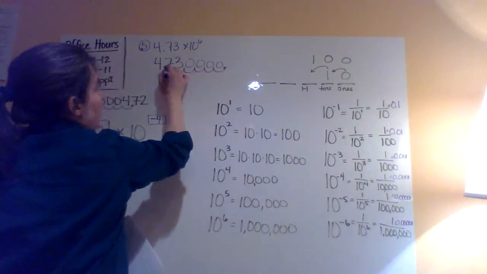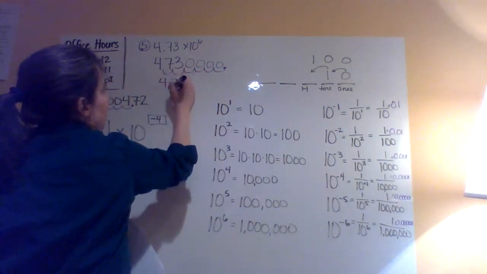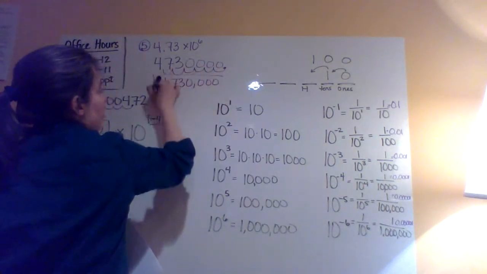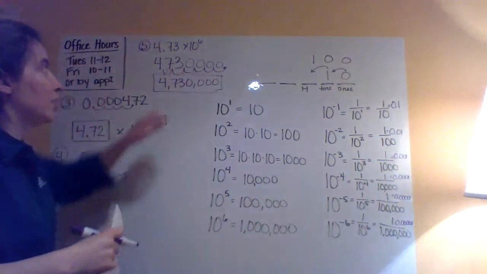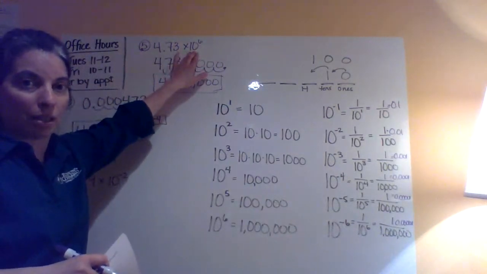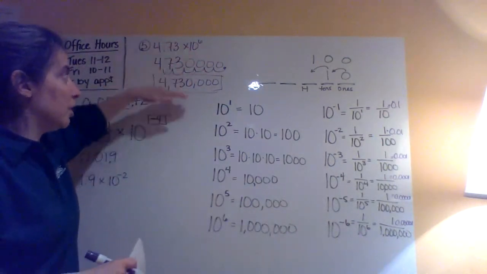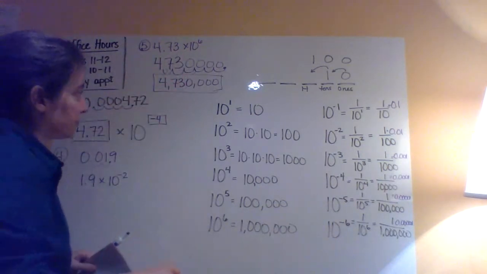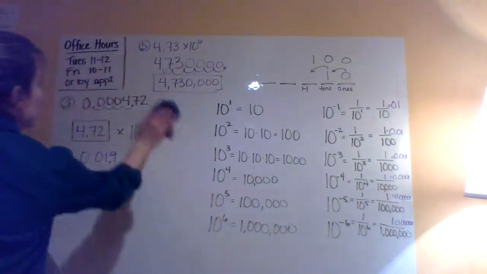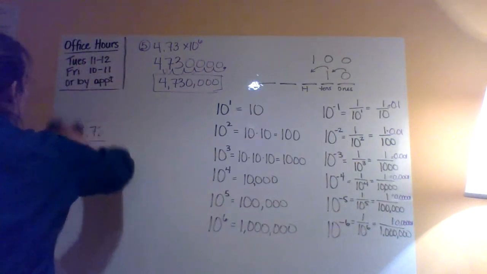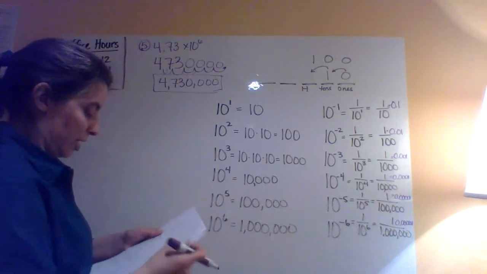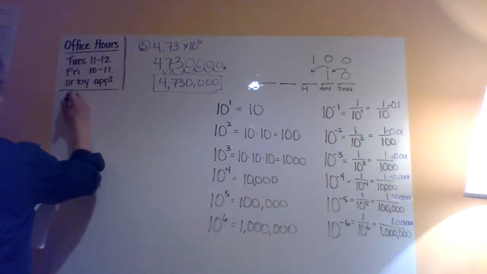So I go back and do my commas. It's 4,730,000. That makes sense because we said 10 to the 6th is a million. So 4 times a million is 4 million. And then the 0.73 gives us the part of a million. Okay, so you go ahead and try 6, 7, and 8 while I am writing them up on the board. Then you can check your answers up here.